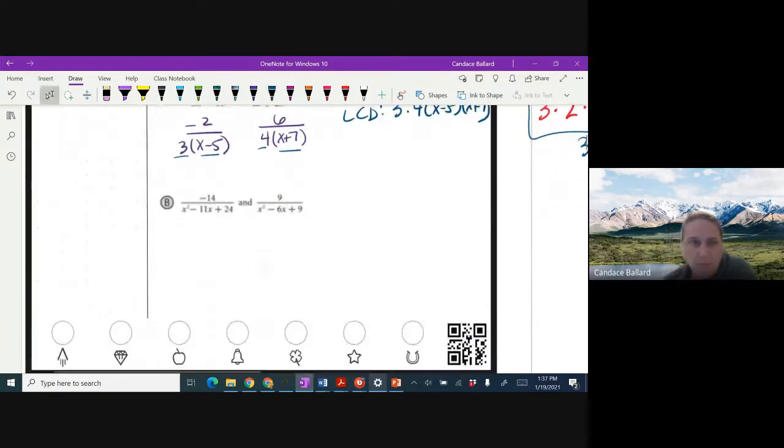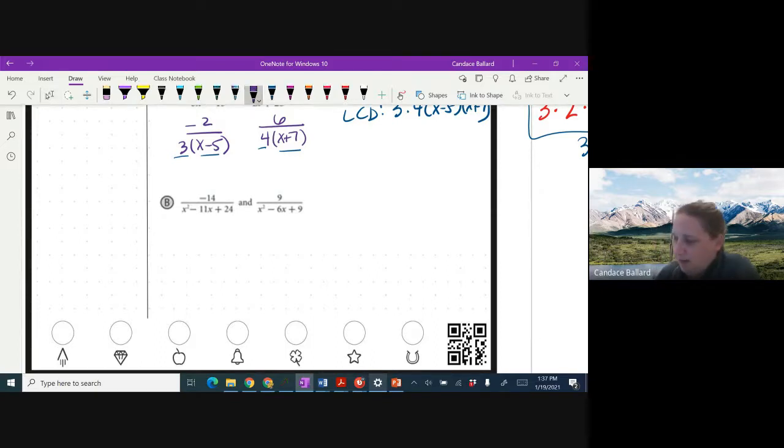So let's try the next one. What type of factoring am I going to have to do on those denominators? I got some nice trinomials hanging out there. What do you guys think? Nobody knows. We got trinomials. We got to factor. What are we going to do, guys? There we go. We're going to do some magic X's here.